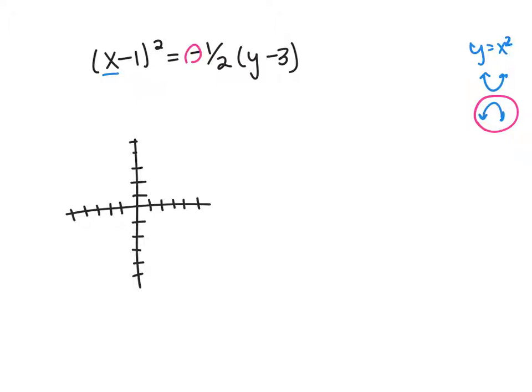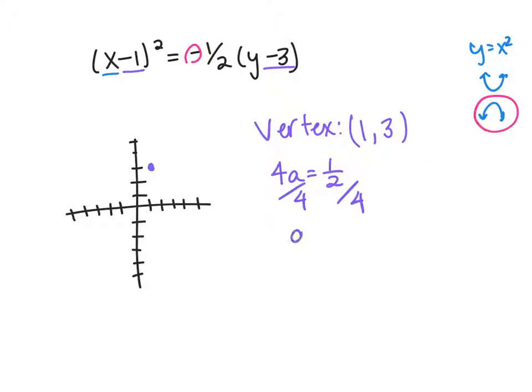Now the next piece we need is our vertex, so we pull that out from the numbers in the parentheses, just like we have been doing. So it'd be +1, +3, plot that point. And now we just need our a value, so we know 4a is equal to 1/2 divided by 4. So a is 1/8.